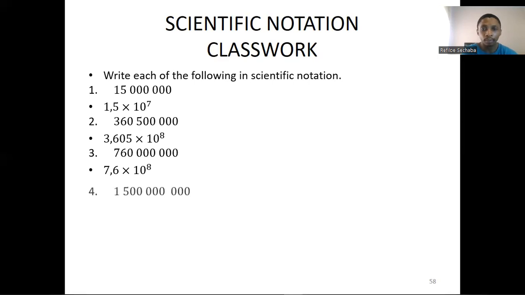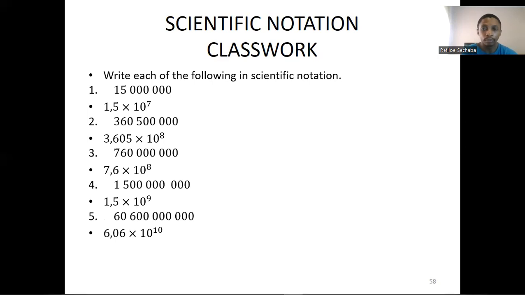And this over here, 500 million will be written as 1,5 times 10 to the exponent of 9. Here we've got 60 billion, 600 million. It will be written as 6,06 times 10 to the exponent of 10. And that's it. Well done. Let's get to the next one.